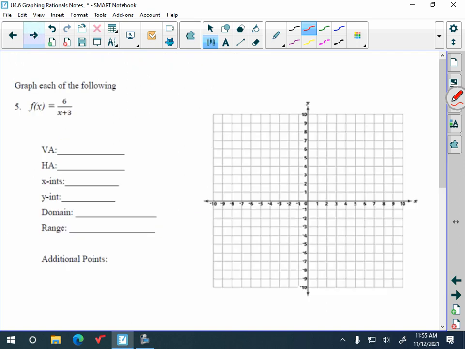All right, so let's turn it over. What I want you to do is answer each of the questions, from finding the vertical asymptote all the way down to the range. Once you get that, we'll start putting them on our graph, and then I'll show you how to do the actual graph.